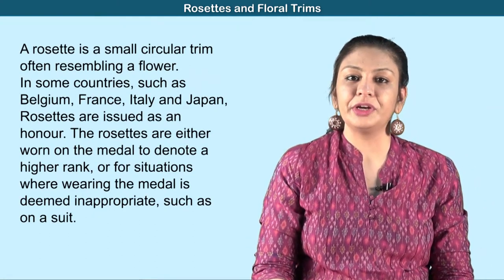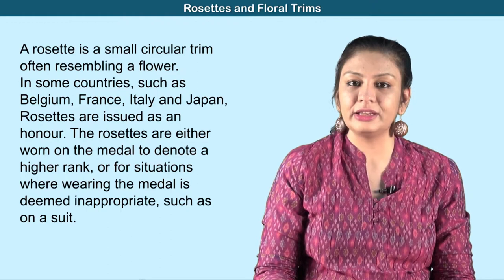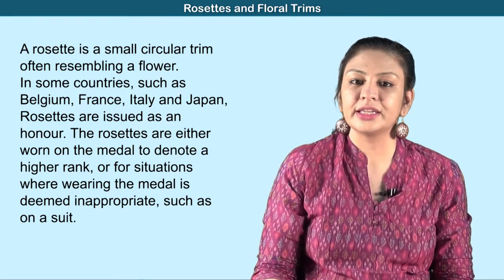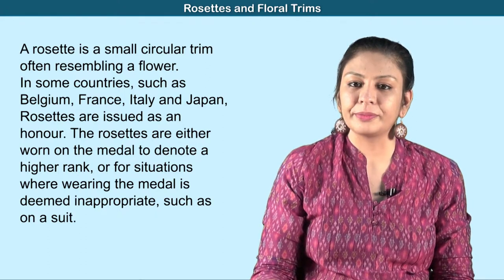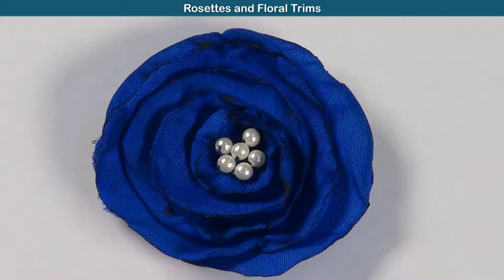The next category of trims that we are going to discuss are floral trims and rosettes. A rosette is a small circular trim, often resembling a flower. In some countries such as Belgium, France, Italy and Japan, rosettes are issued as an honor. The rosettes are either worn on the medal to denote a higher rank, or for situations where wearing the medal is deemed inappropriate, it is worn as a pin on a suit. In the fashion world, flowers of many shapes, sizes and techniques are applied to garments, accessories and jewelry, mainly for aesthetic reasons. They soften the look and make the product appear more feminine.